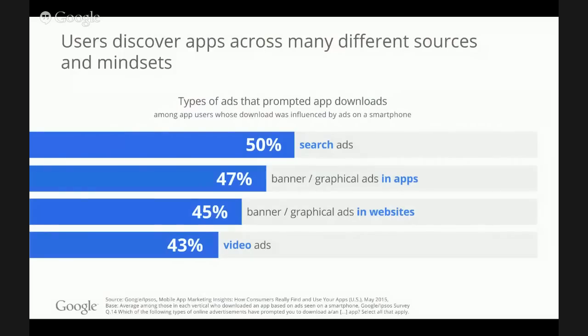We asked some people which of the following types of online advertisement have prompted you to download an app, and we said, select all that apply. So they could select more than one option. That's why, as you can see, all these options don't add up to 100. And as you can see, search ads, but also ads in apps, ads on websites, and video ads, they all play a critical role when it comes to getting people to download your app.